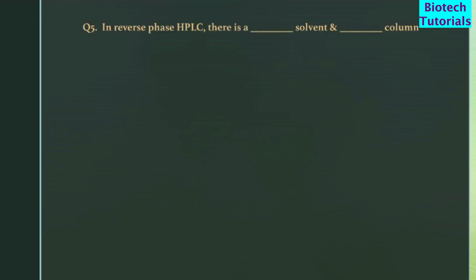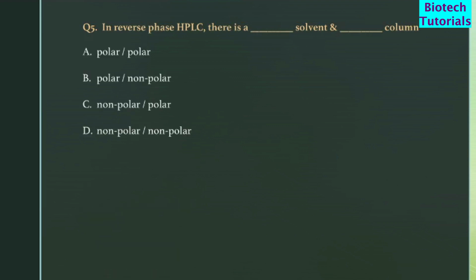Next, in reverse phase HPLC, there is a solvent and column. Both polar, polar solvent and non-polar column, non-polar solvent and polar column, or both non-polar.